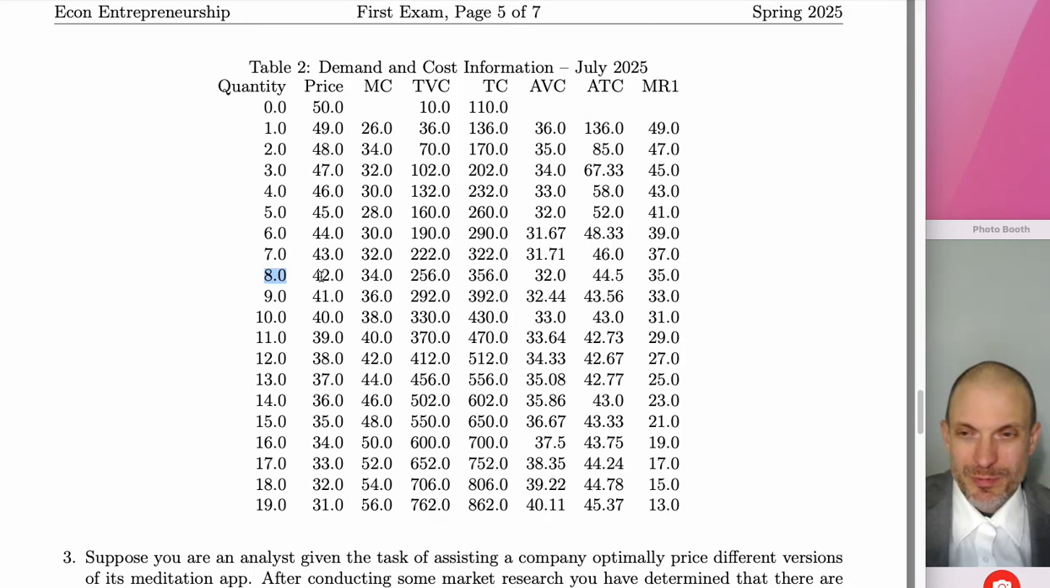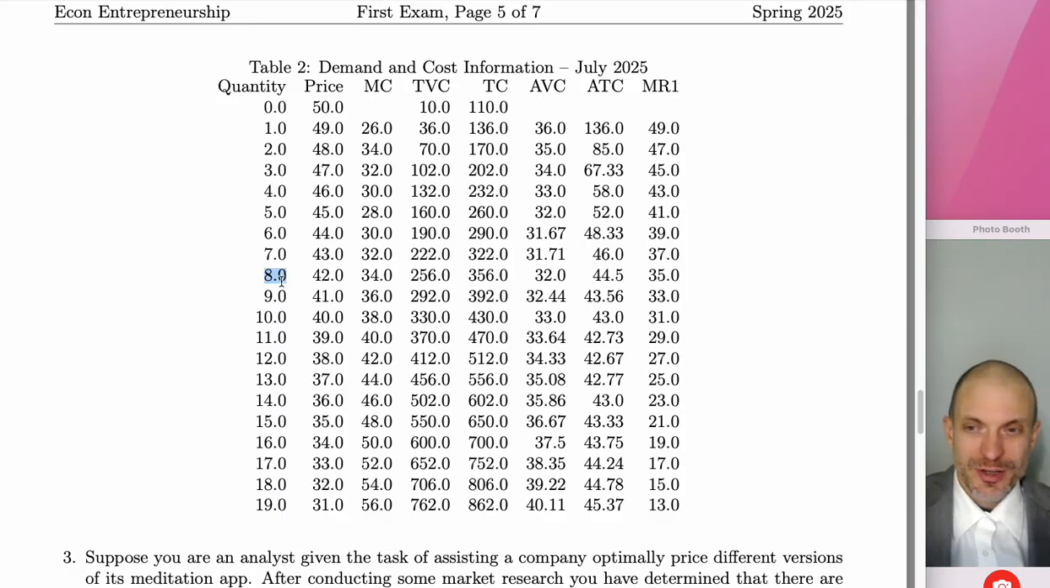We're going to compare our price of 42 to average variable cost because that's the short run comparison. It's higher than 32, so yeah, we'll keep producing in the short run. However, 42 is less than 44.5, so we're going to definitely shut down in the long run. That's why the comparison is necessary, because if the average variable cost was any higher, well, if it was 10 higher, we wouldn't want to produce at all, right?